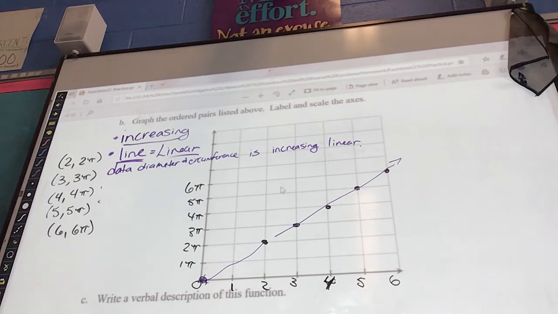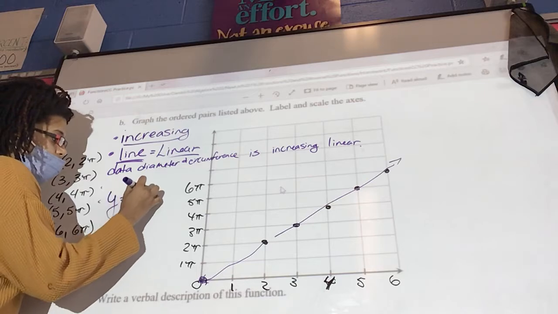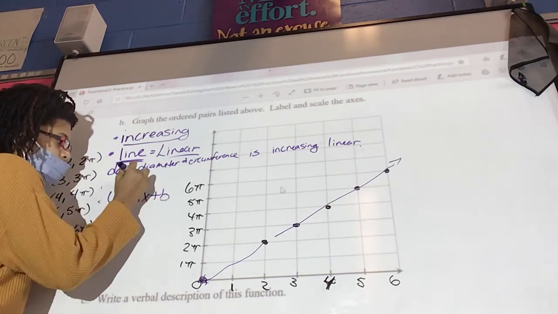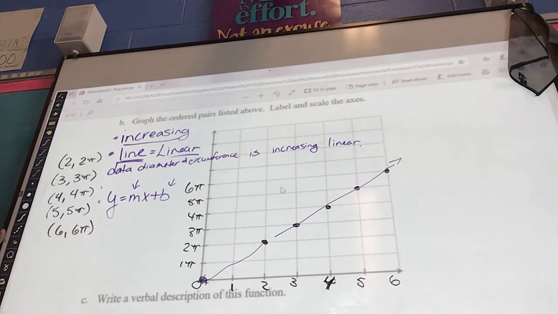The last part is an equation. So in order to find an equation for a linear line, right, we need slope and y-intercept. Where would this line cross the y-axis? You can see that, right? Where does the line cross the y-axis?